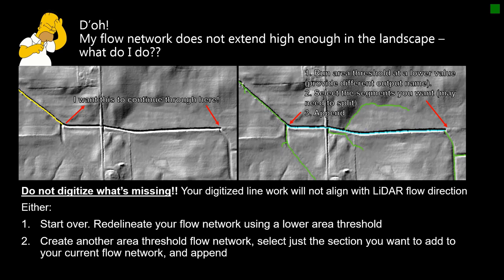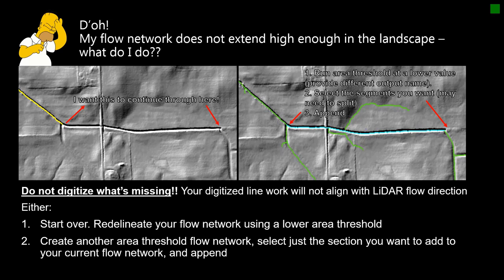Secondly, what you could do is create another area threshold network. Just name it something different, maybe area network 2 or area network rerun. And then you would just select the section that you want to add to your current flow network, and using the append tool, add it to your original area flow network.